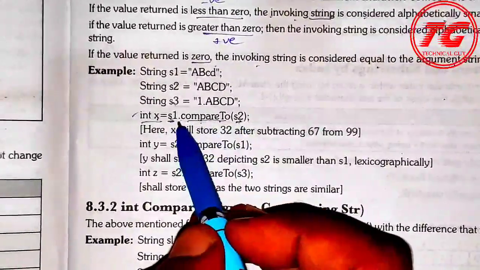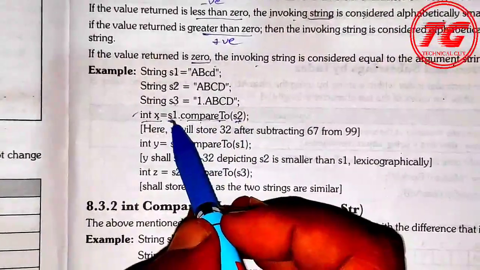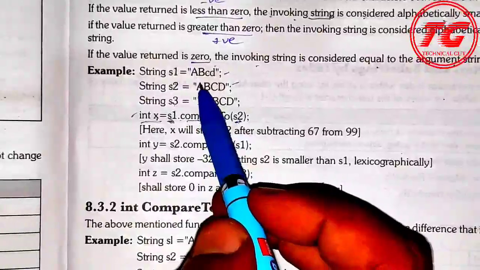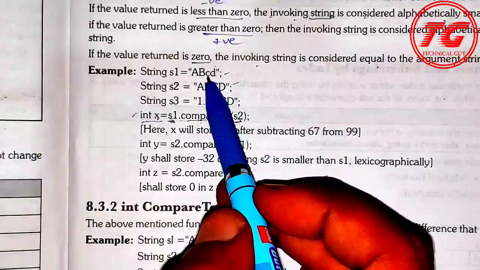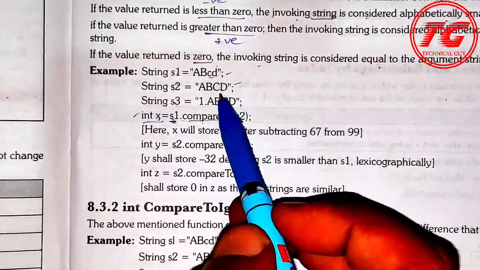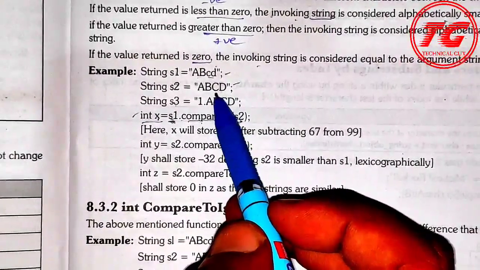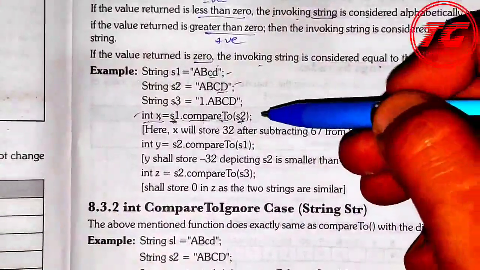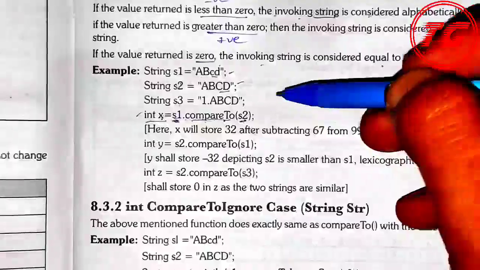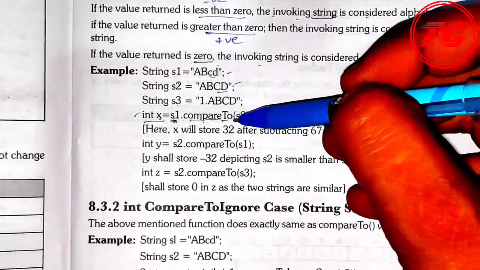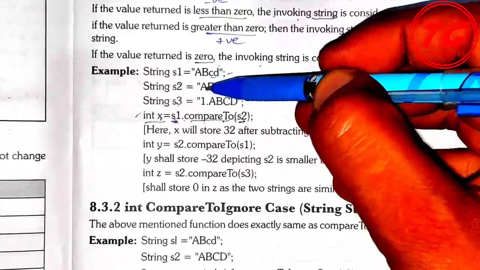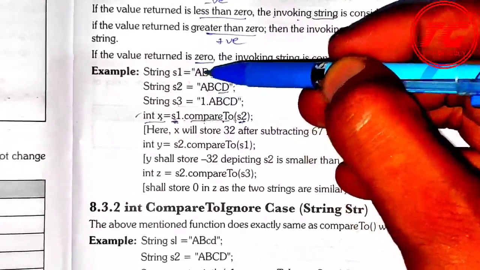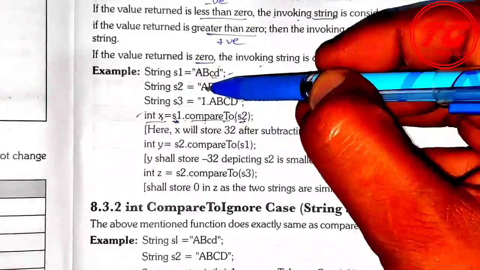So the compareTo method will check S1 string's content and S2 string's content. S1 and S2 string contents are same, but in S1 the case is small for 2 characters, whereas in S2 the case is capital for all characters. So how will this comparison be done by the compareTo method? The compareTo method will check the first character in both strings. It is also A, it is also A. And it is capital A, it is capital A.